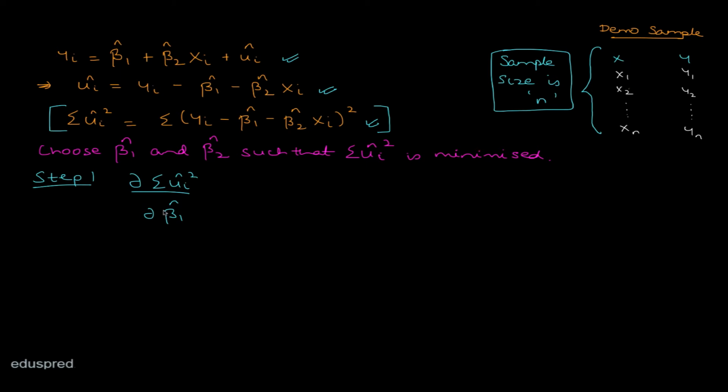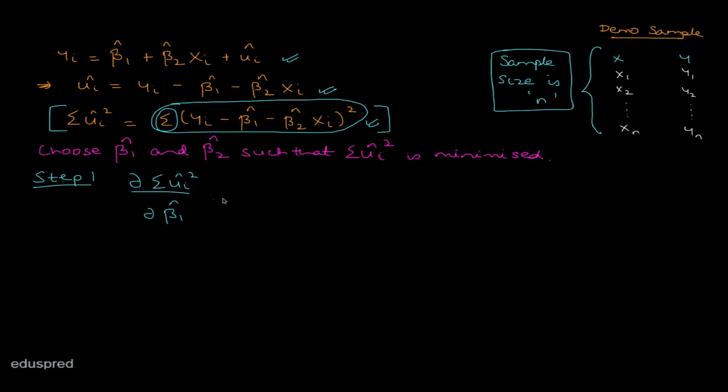Now, as I told you in my last video, we have to partially differentiate summation of ui hat square with respect to beta 1 hat. So that means we have to differentiate this expression. Now, as you can see, this particular expression has a summation sign over here, and many students do not feel that comfortable with the differentiation when there is a summation sign involved.